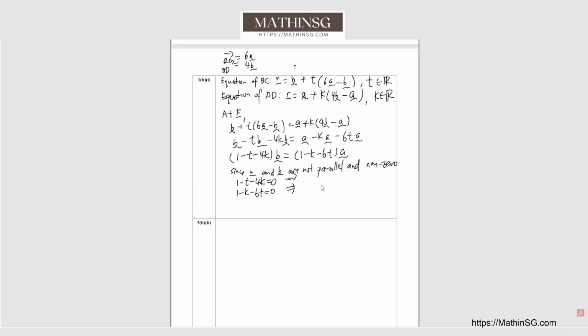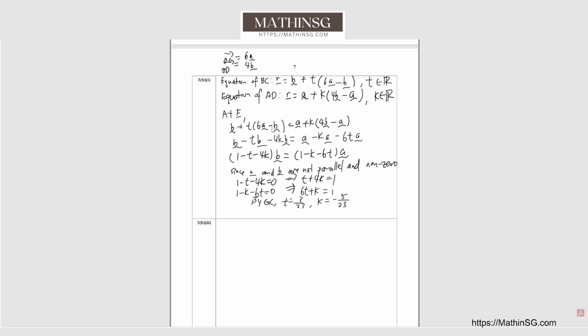So make it nice for your GC, so it'll be t plus 4k equals 1. Then 6t plus k equals 1. So by GC, use your poly simultaneous, or you can just use your scientific calculator to solve for t and k. So I have t equals 3 over 23 and k equals negative 5 over 23.